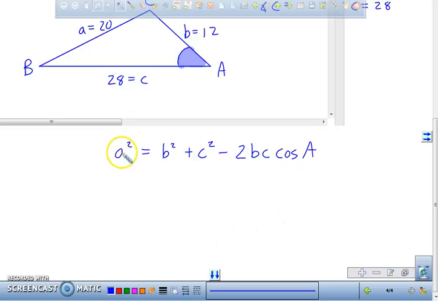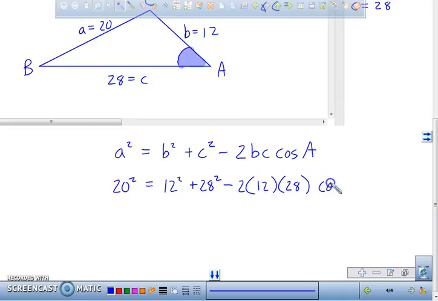So right now, we're going to plug in our numbers. We're going to plug in a squared, which is 20 squared, b squared, which is 12 squared, c squared, which is 28 squared, minus 2 times the value of b, which is 12, times the value of c, which is 28, times the cosine of A. So the first thing is to simply plug in the numbers correctly where they go.